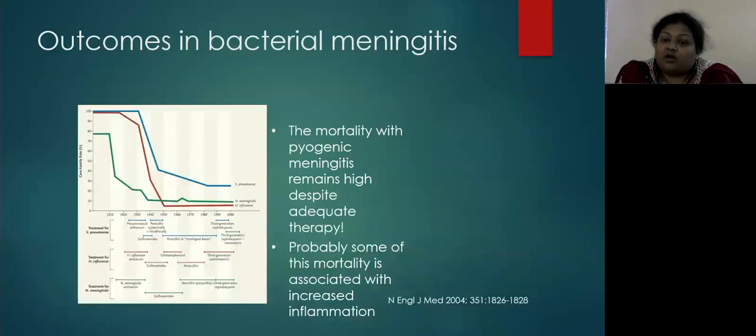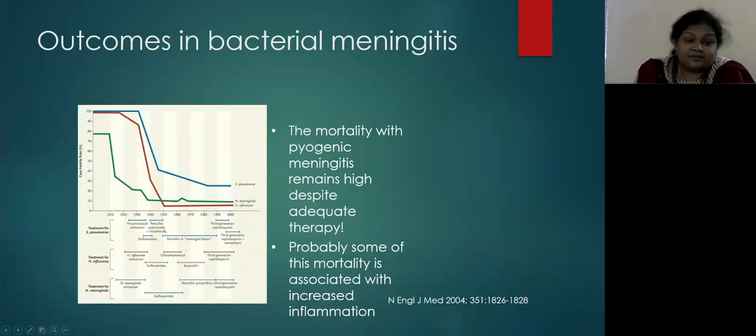Okay. After all this, even if you are given appropriate full therapy, the mortality with pyogenic meningitis remains high. If you see, this is Strep pneumoniae, and these others are meningococcal. All the more reason why you must be more aggressive and start therapy early. And the increased inflammation is what we attribute this mortality to.